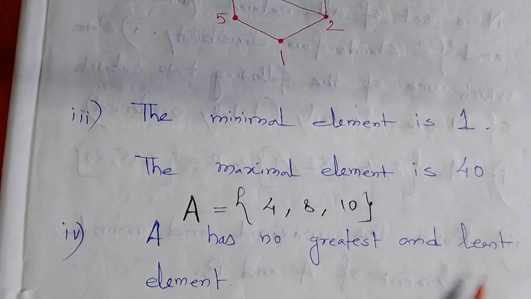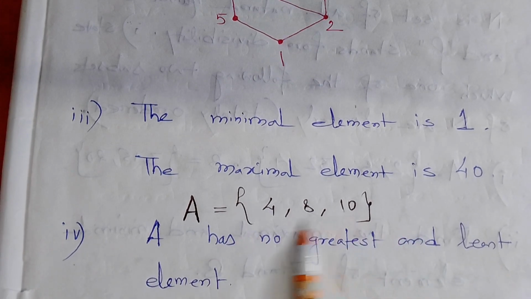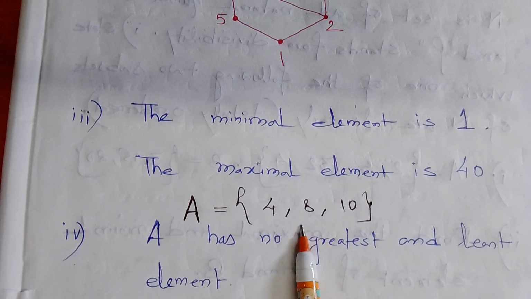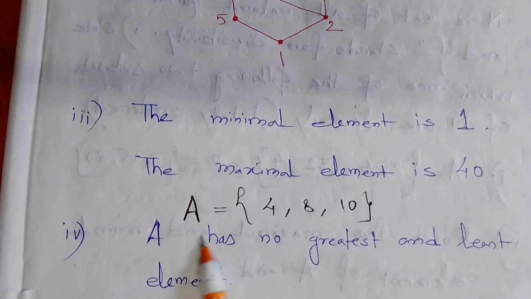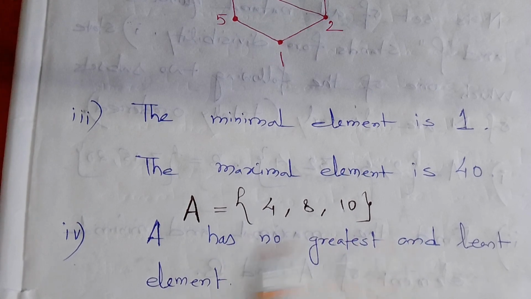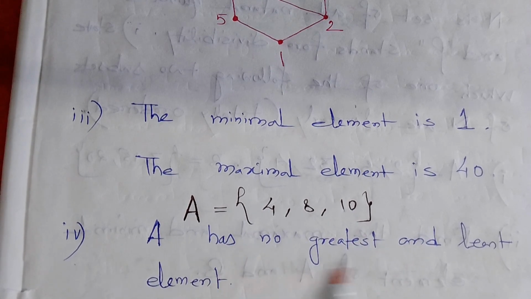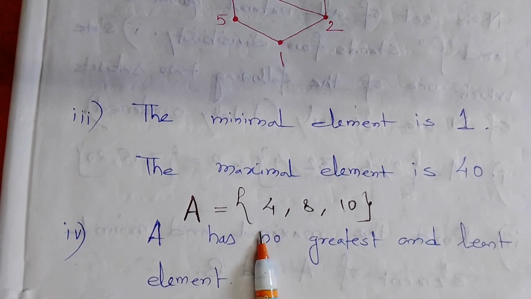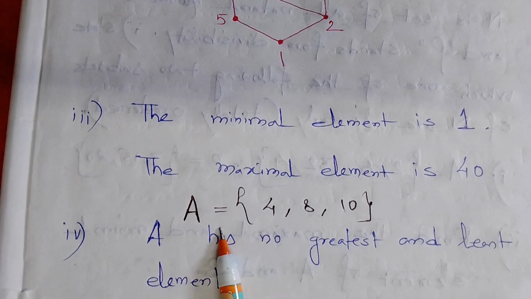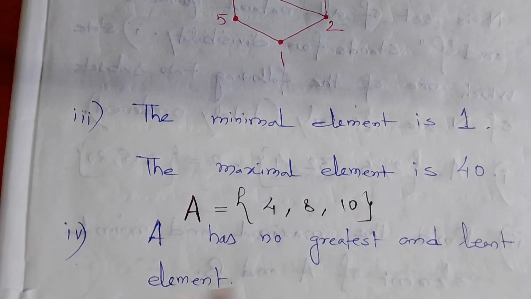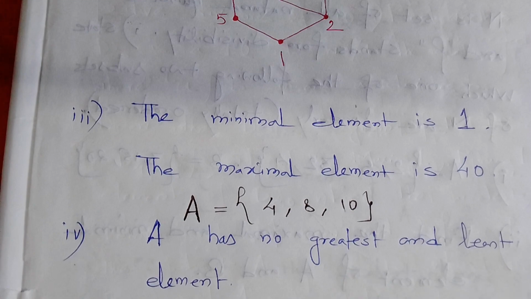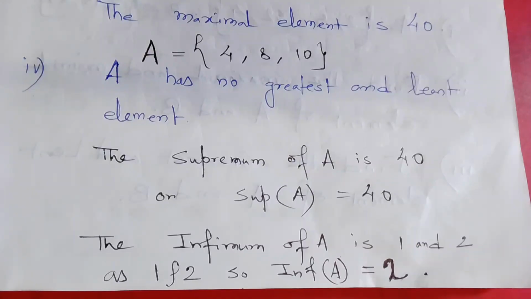So A has no greatest or least element, because we can observe that there is no element in A that is divisible by all the other elements of A. Also, there is no element present here by which we can divide all other elements. So A does not have any greatest or least element. Now the supremum and infimum of A.